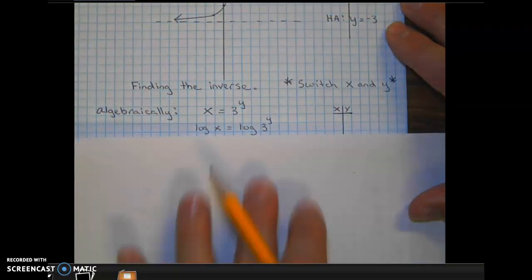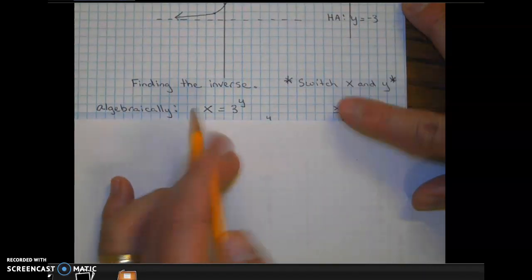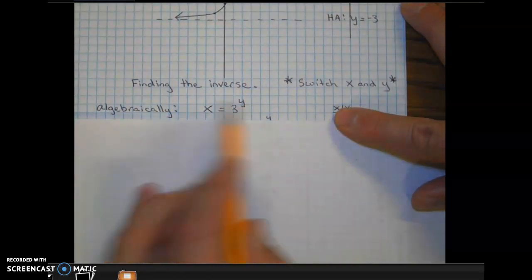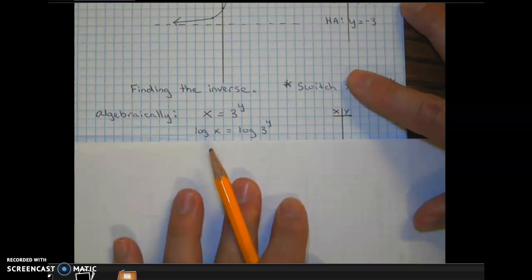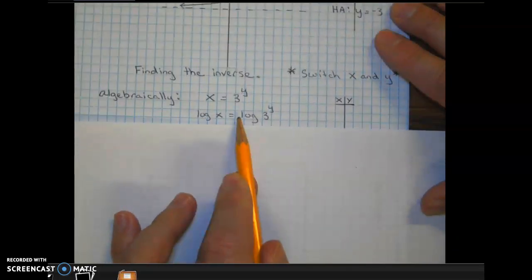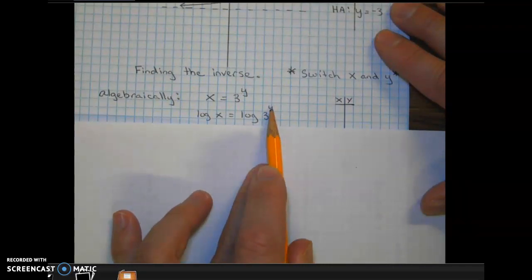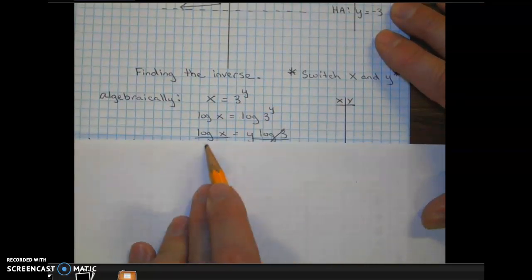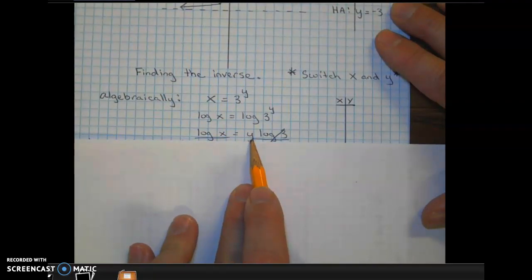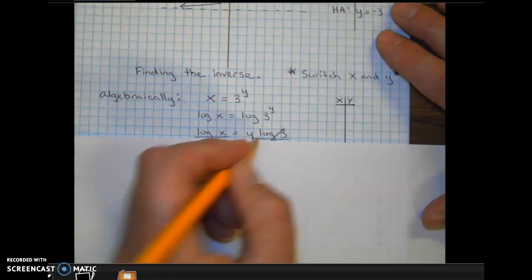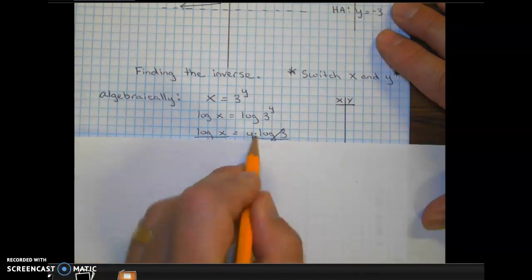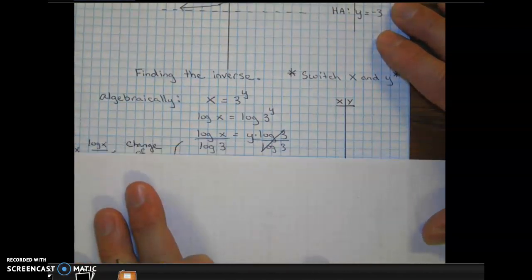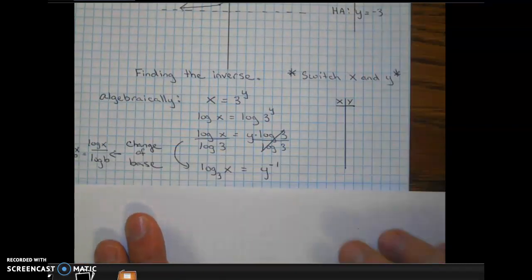So switching x and y, now we want to solve for y. Since y is in the exponent, we're going to need to take the log on both sides. So here we have the log of x equals the log of 3 to the y power. Then we can apply the power property and bring that y down front. And then we can solve for y. Since this is multiplication, we undo multiplication with division. So we're going to divide both sides by the log of 3. And so then we would have the inverse.